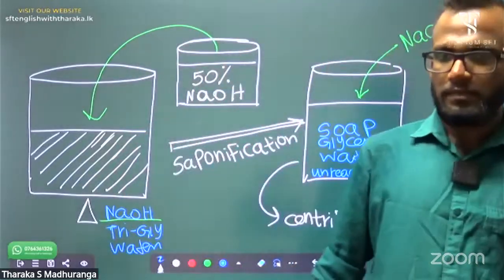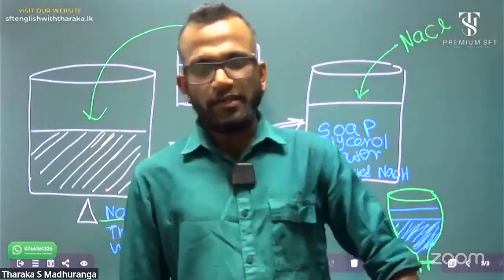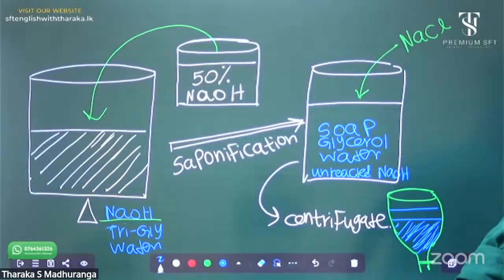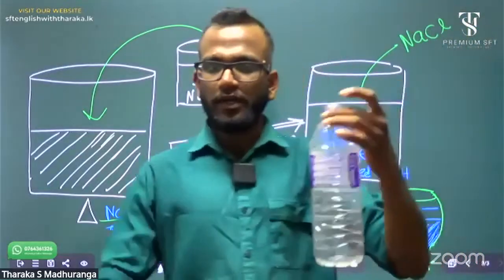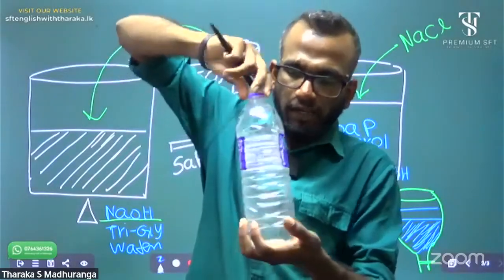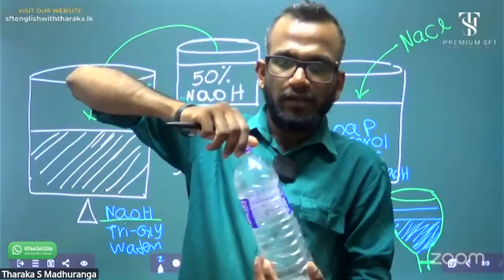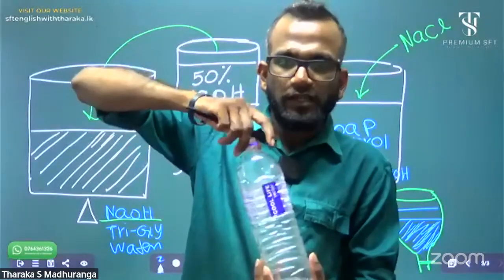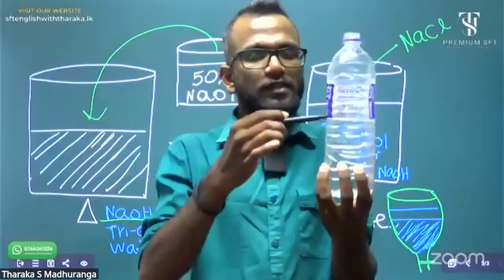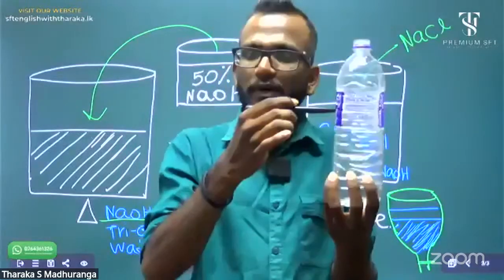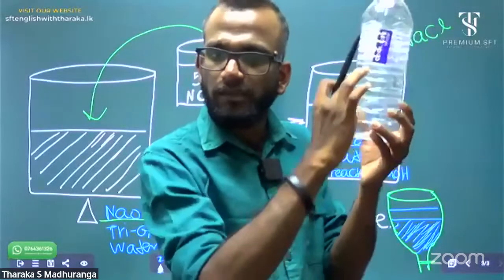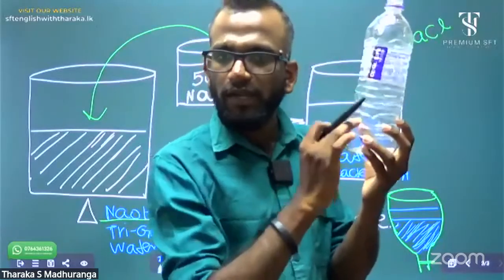Centrifugation means just add into a container and it is rotating with high RPM. Just put into a container like this and rotate. That's centrifugation. In the centrifugation, the high density glycerol particles go down and the low density soap goes up. Then we can see clearly this separation due to density difference.